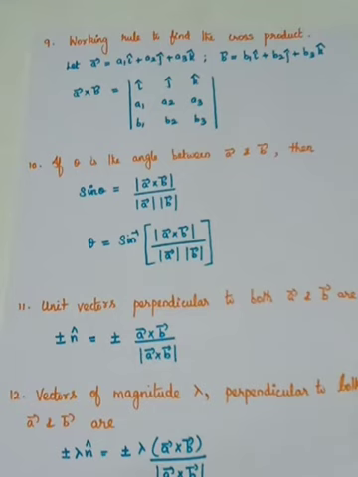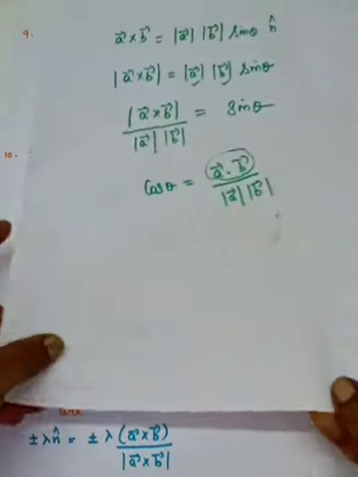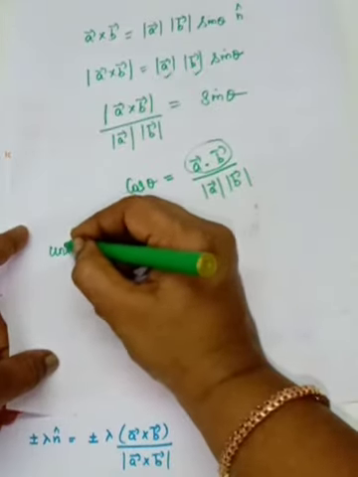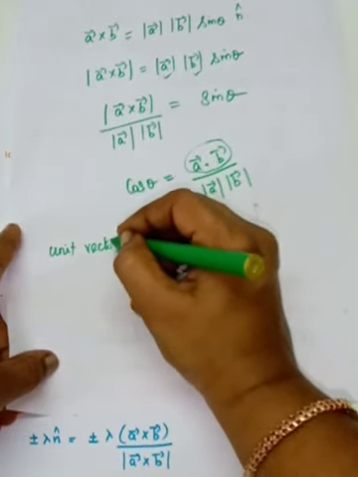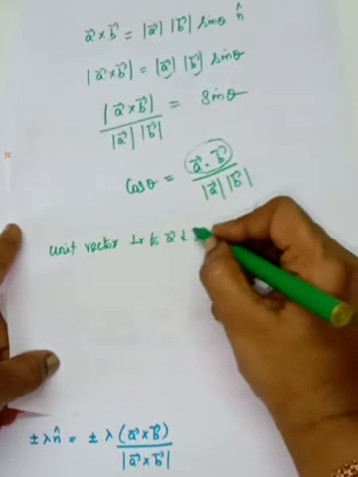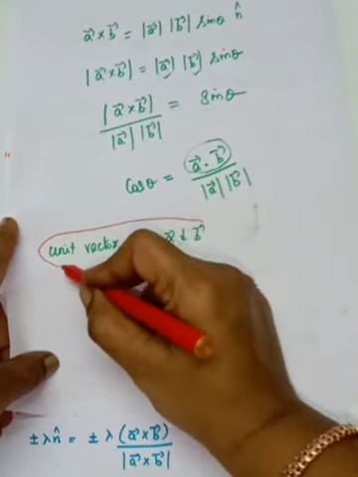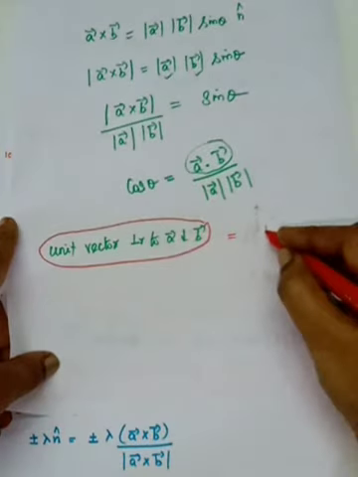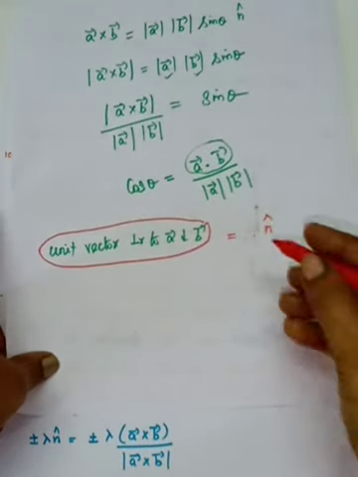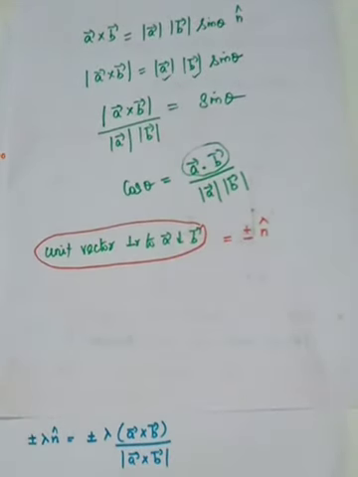Okay. Now, next topic: unit vector perpendicular to both a cap and b cap. So two vectors are given, and we need the unit vector perpendicular to both of them. What are we going to find? We are going to find n cap. It may be positive or negative. So we are going to find what n cap is.